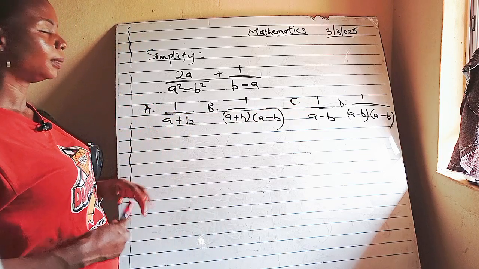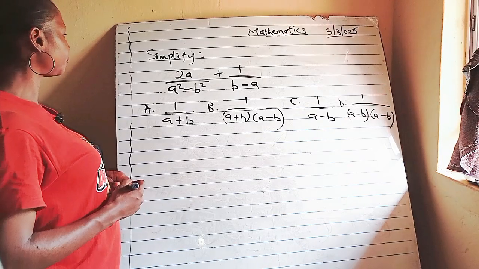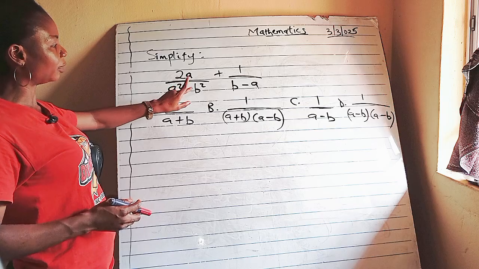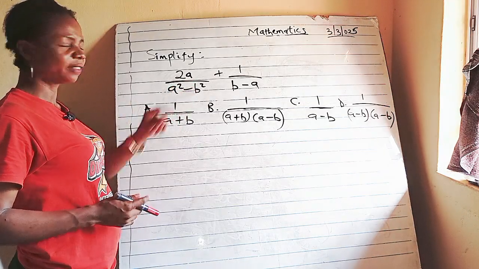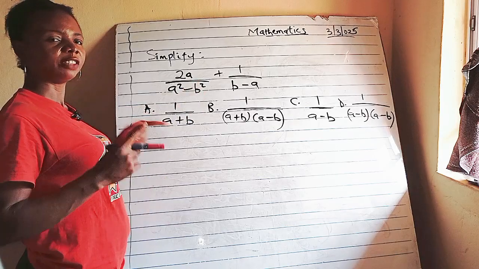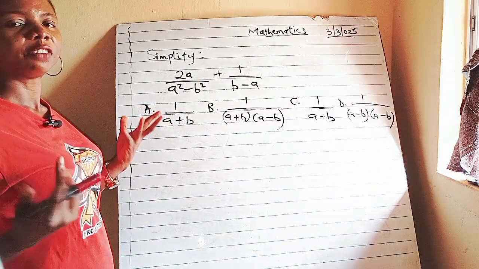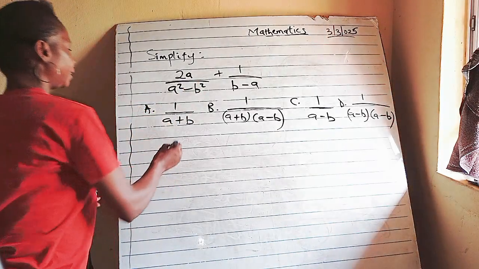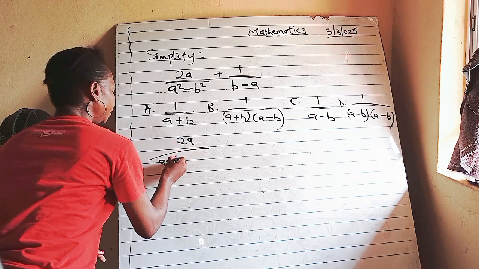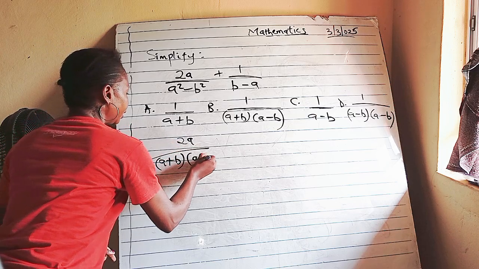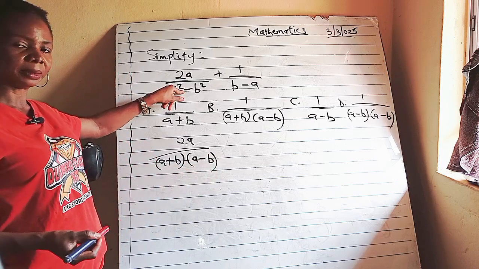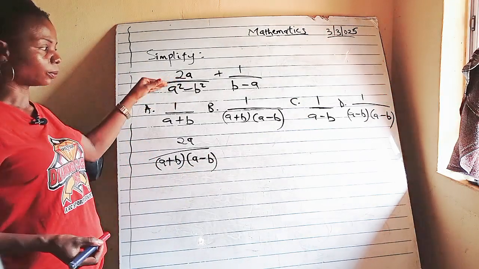So let's simplify. If you look at the first one, this is 2a over a squared minus b squared. This is a difference of two squares. Anytime you have a difference of two squares, you're going to have something like this: 2a over (a plus b)(a minus b). When you expand this, you get back a squared minus b squared.